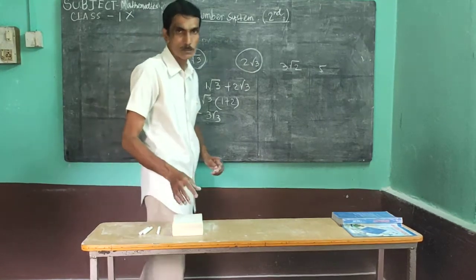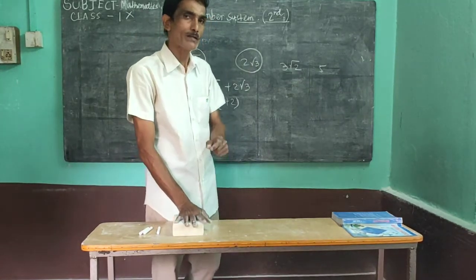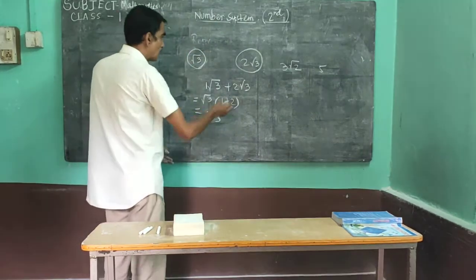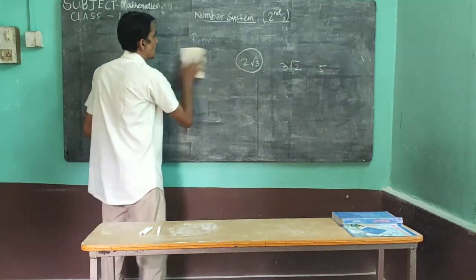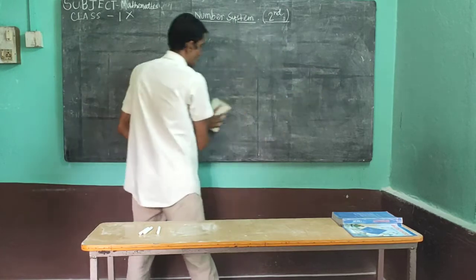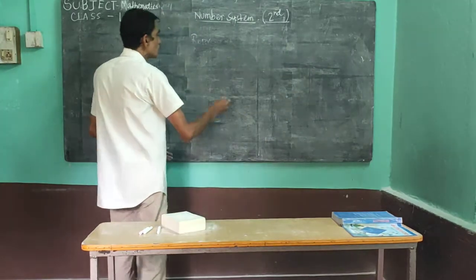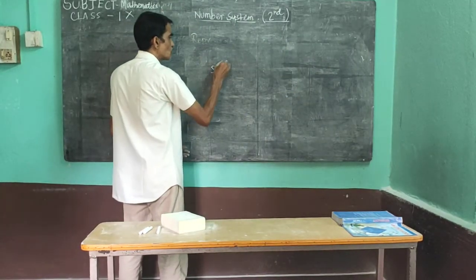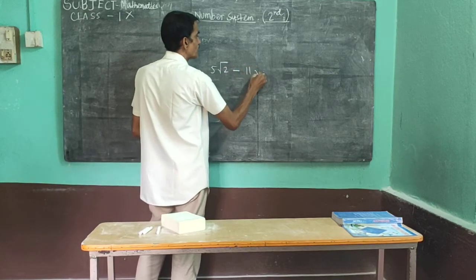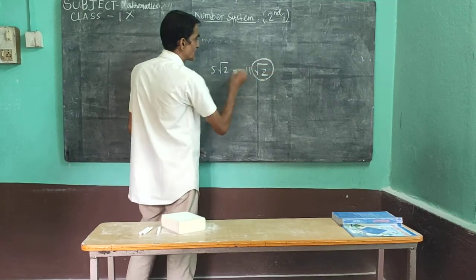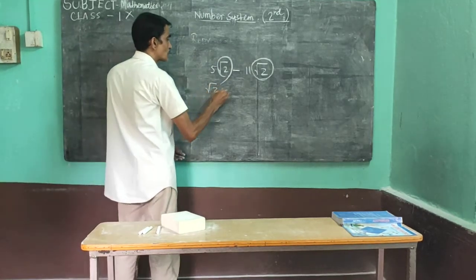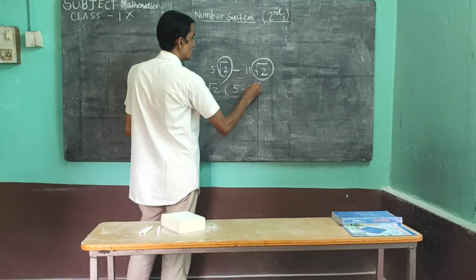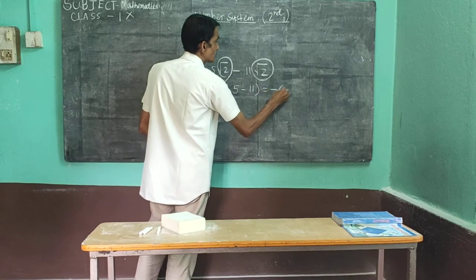And what about multiplication and division, I will say. In the same manner, if you subtract another number, first look for like terms, then go further. For example, 5 root 2 minus 11 root 2. Yes, their irrational parts are the same, they are like terms. Take root 2 as common, 5 minus 11, your answer is minus 6 root 2.